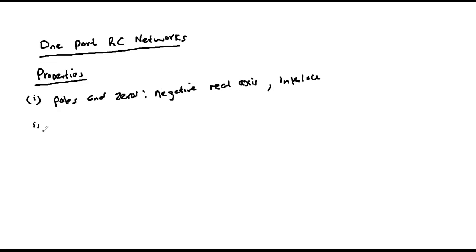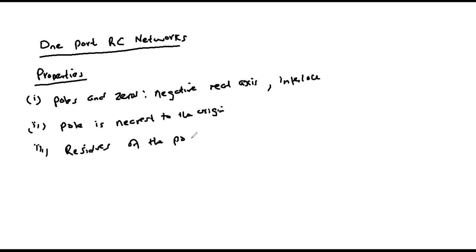Number two, the singularity that is nearest to the origin is a pole, while a zero is nearest to infinity. Number three, the residues of the poles must be real and positive.